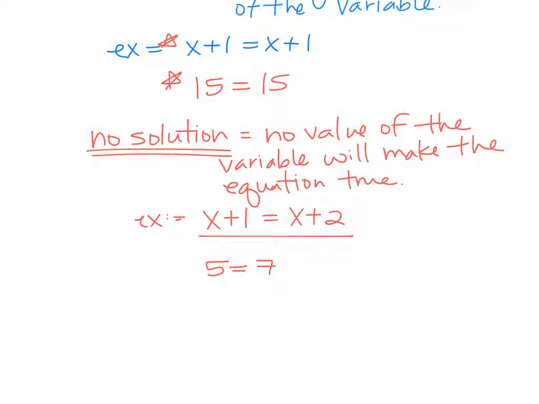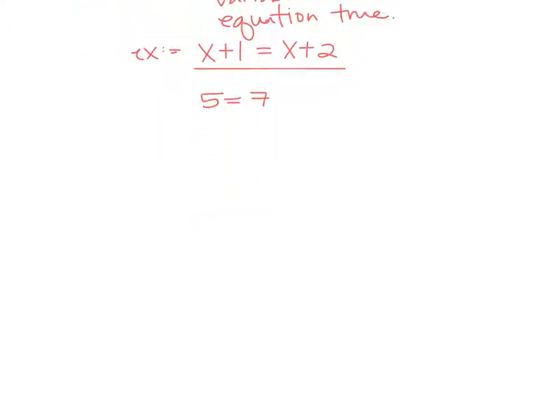So you have 3 answer options today. You can say x equals some number, or whatever your variable is, equals some number. That's one option, which is what we've been doing all along. Or you can say it's an identity, or you can say no solution. Okay, those are your 3 answer options. So let's do, here's what we're going to do.